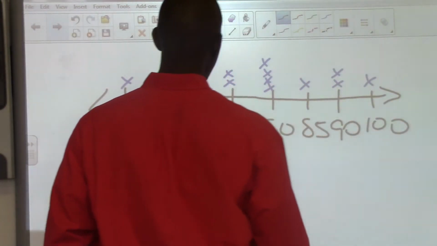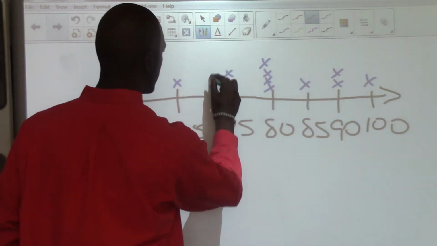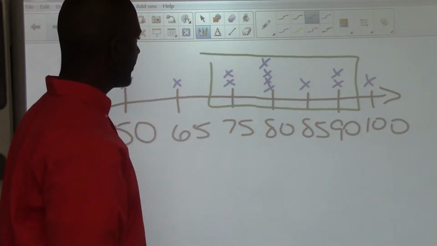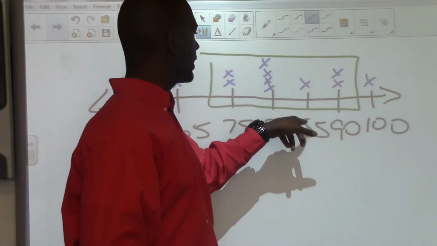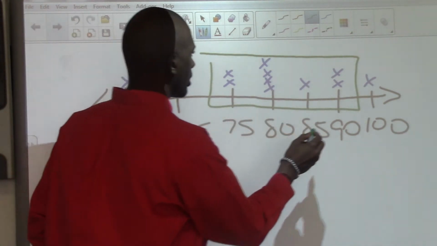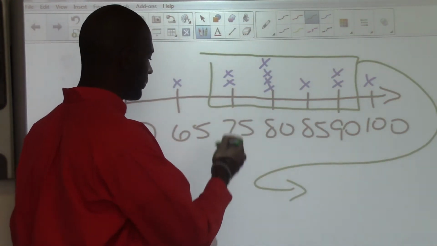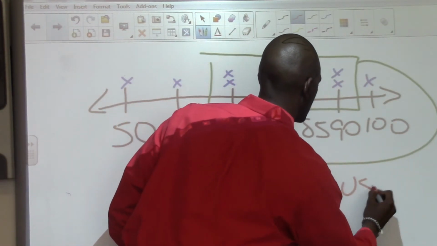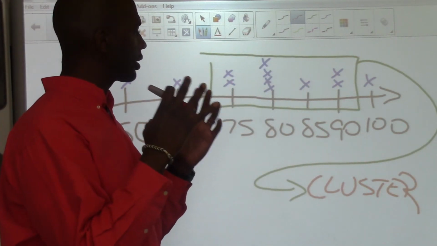Now, as we can tell, we have the majority of our grades falling somewhere between 75 and 90. We have 2 at 75, 4 at 80, 1 at 85, and 2 at 90. We're going to call the group of scores that are real close together, or the group of data that's real close together, a cluster. All the grades that are close together are clustered.